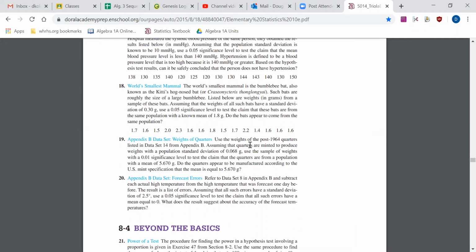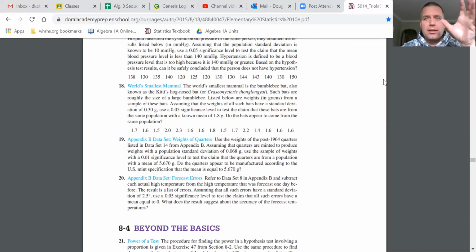It says use the weights from post 1964 quarters in data set 14 of Appendix B. If you have your book at home, perfect. Use your book at home and go to Appendix B in the very back and find data set 14. And you're using the post 1964 column in that. There's a ton of stuff. How do you do this? You actually have to get your calculator, put all the data into L1, get 1 var stats, and then get the information from 1 var stats. Get X bar and take the sigma from X bar, right?